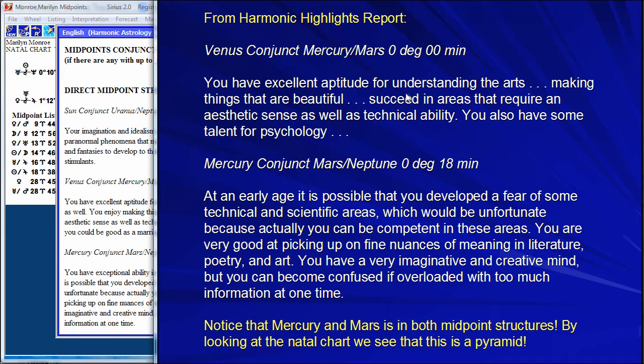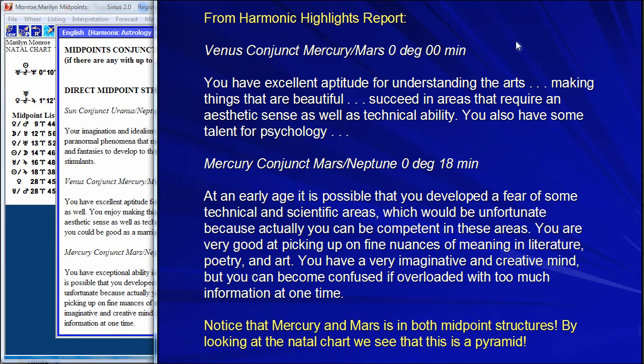Okay, so is this Marilyn Monroe? This has no orb, so it should be 0 degrees, 0 minute orb. Should describe her very clearly. More than her sun sign, more than her moon sign. Does it? Let's see what it says. You have excellent aptitude for understanding the arts, making things that are beautiful. You succeed in areas that require an aesthetic sense as well as technical ability. You also have some talent for psychology. Doesn't sound good. Doesn't sound like Marilyn Monroe.